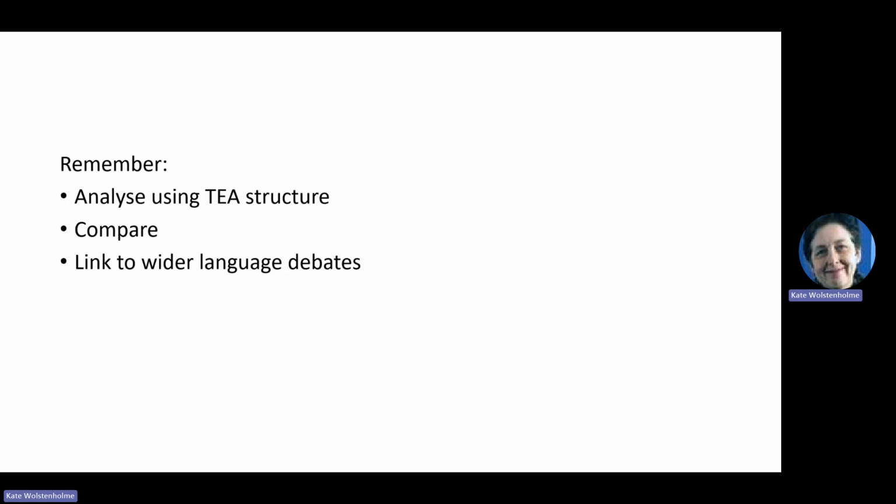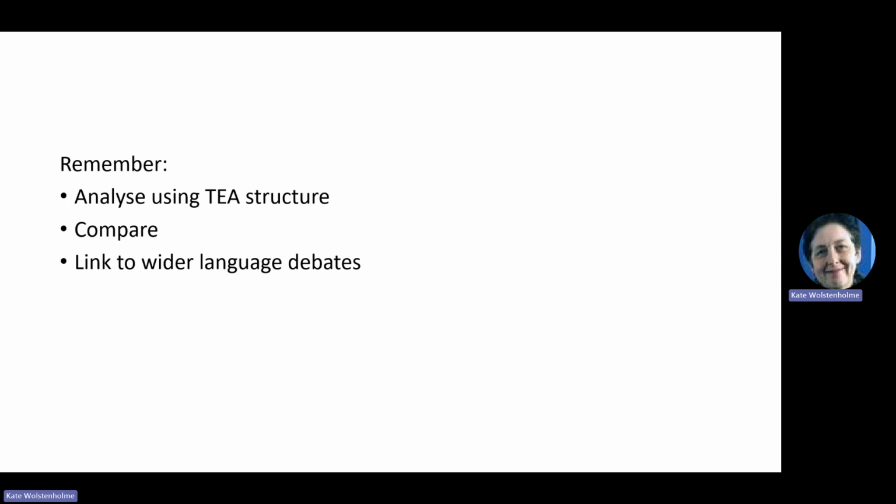You get 15 marks for the analysis bit of TEA, okay? So talking about how the examples you've picked out create meaning, so how they represent the topic, how they represent the producer, how they position the audience, right? So 25 of your marks are for the TEA bit, right? Try to remember that is the most significant bit. The other 15 marks are for these two things together.